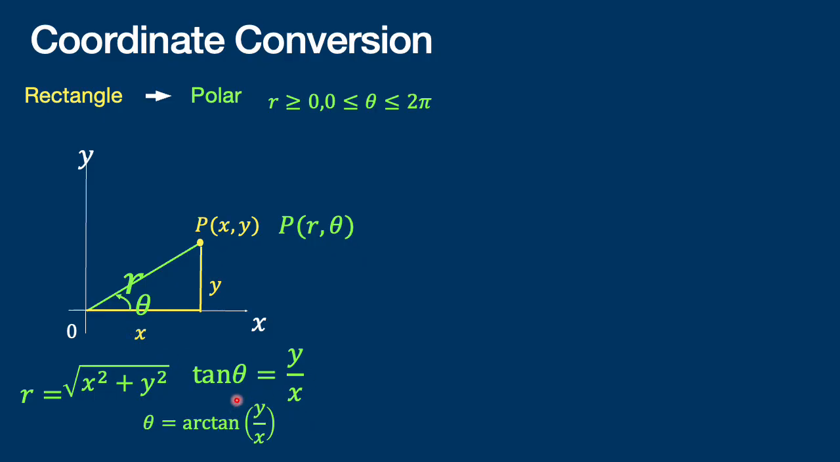How are we going to find the angle? It's going to be arctangent of y over x. That's how to convert from the rectangular coordinate to the polar coordinate. When you have a rectangular coordinate, you can convert to the polar coordinate r and theta. Now, when you have a polar coordinate, that's r and theta this time, we have to find x and y.